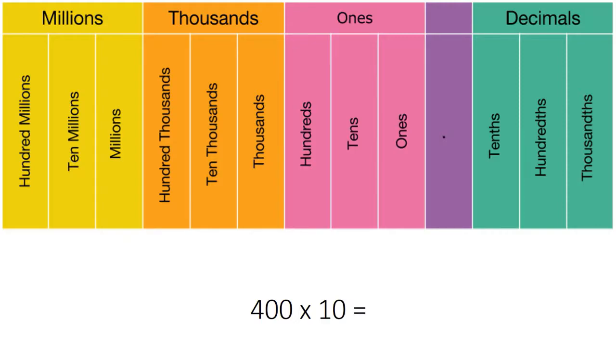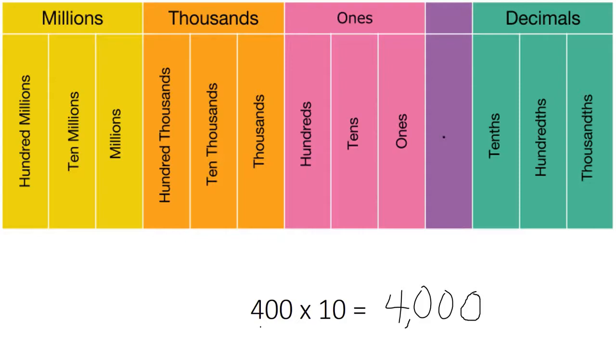Here's my first example problem, 400 times 10. Now you're probably already thinking the answer to this. We've learned in the past that anytime you multiply by 10, there's a pattern that goes with that. Multiplying by 10, we can just add one more zero to whatever our first factor is. We say, well, 400 times 10 is 4,000.